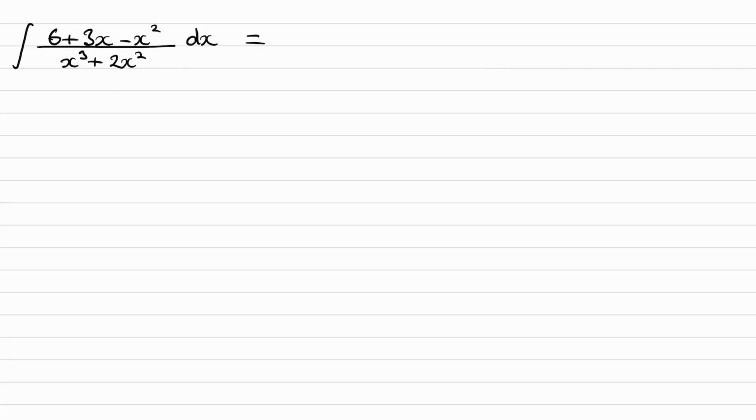The fraction that we have here can be rewritten as 6 plus 3x minus x squared all over x squared times x plus 2. So just rewriting the denominator, or factorizing the denominator. We might be able to use partial fractions for what we have here. We have two things multiplied by one another, but we should first check a couple of things.